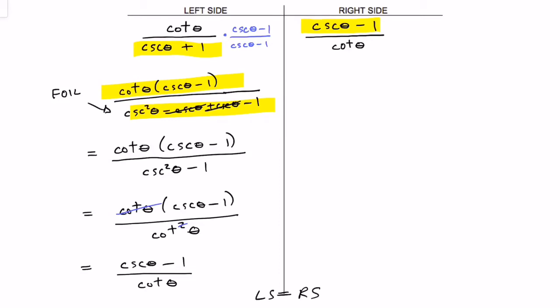Make sure, if you'd expanded this, always factor that cotangent out before canceling it out. You don't want to make that mistake, because a lot of times you'll just cancel one of the cotangents out with the denominator, and that's not right. It always needs to be factored out as a GCF and then cancel it out.